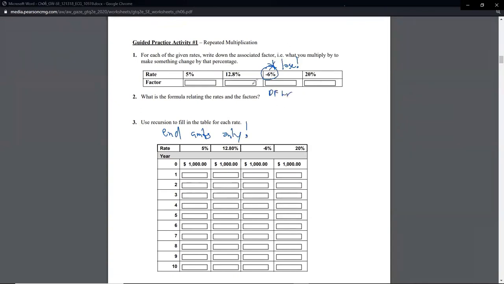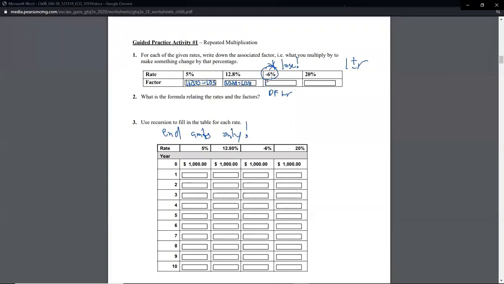I'm going to go ahead and give you these factors. For the 5%, that's 1 plus 0.05, which is 1.05. Remember, a growth or decay factor is 1 plus or minus the r as a decimal. So that's 0.05, 0.128, negative 0.06, and 0.20. So 1 plus the 0.128, sorry if that's a little squished, is 1.128.